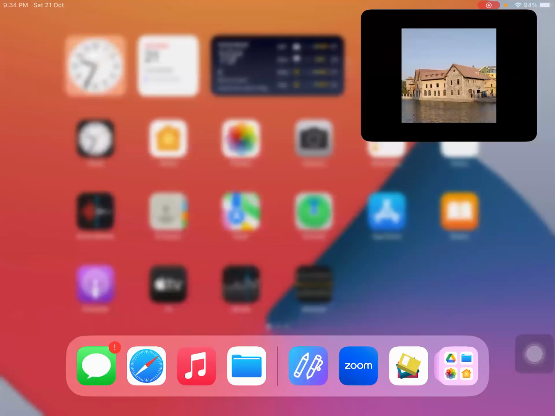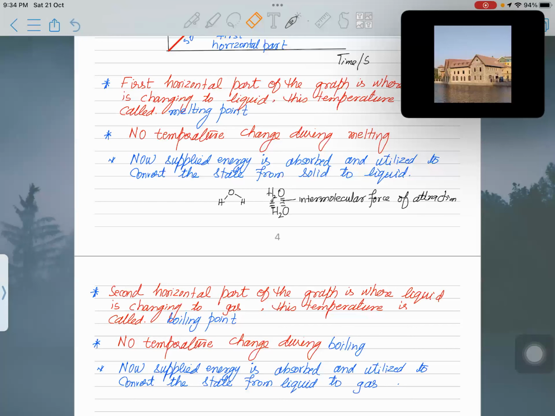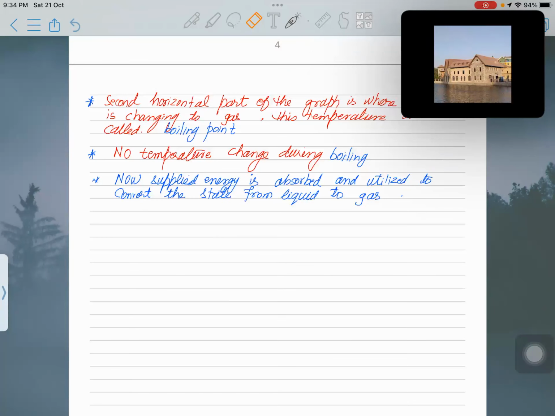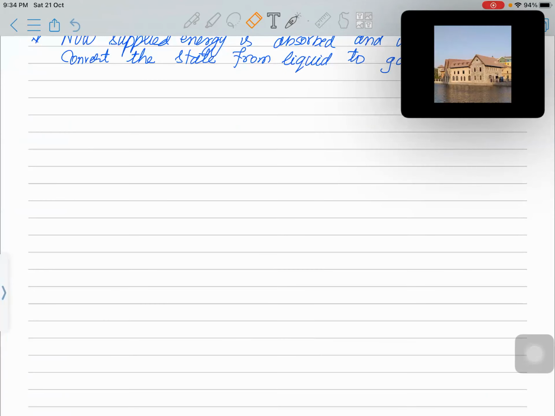Now we are moving to another curve. This curve is called the cooling curve.